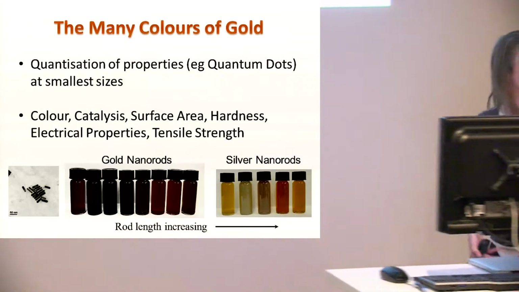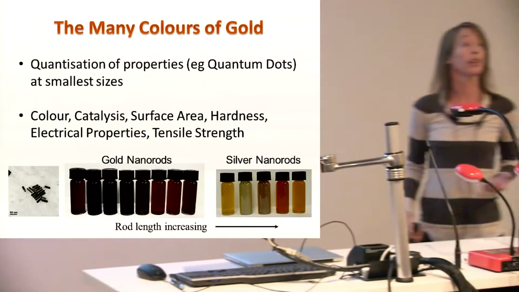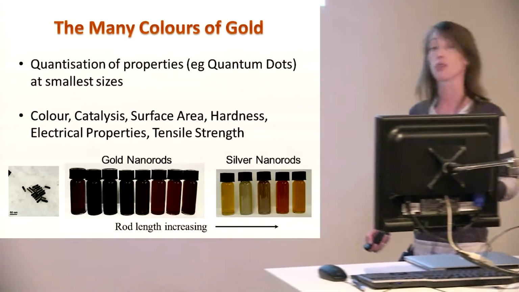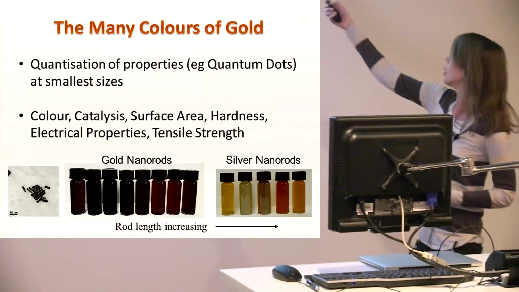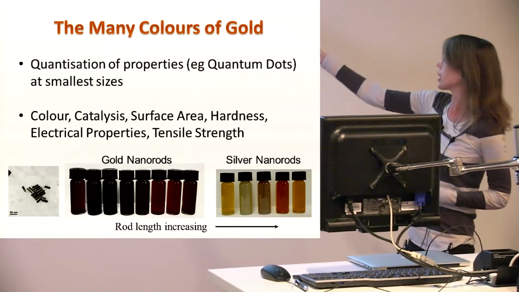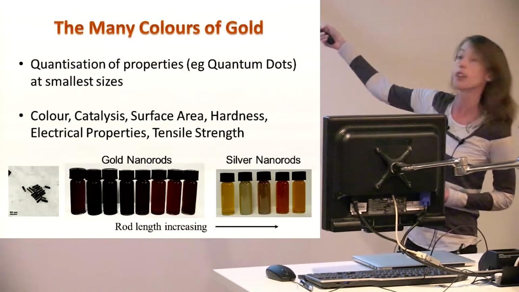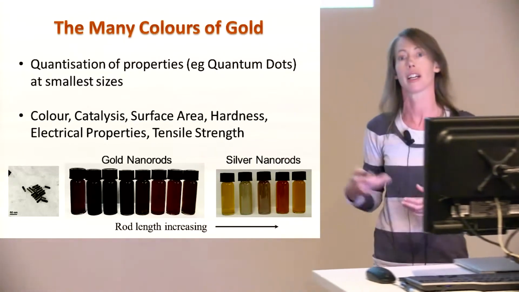I've been talking about gold because we like to think of gold as well. Gold, it's precious. Silver does the same sort of thing, as do many other metals, copper, palladium, aluminium. Here are some silver nanorods, and you can see again, as you change the length of that nanorod, you change the colour.